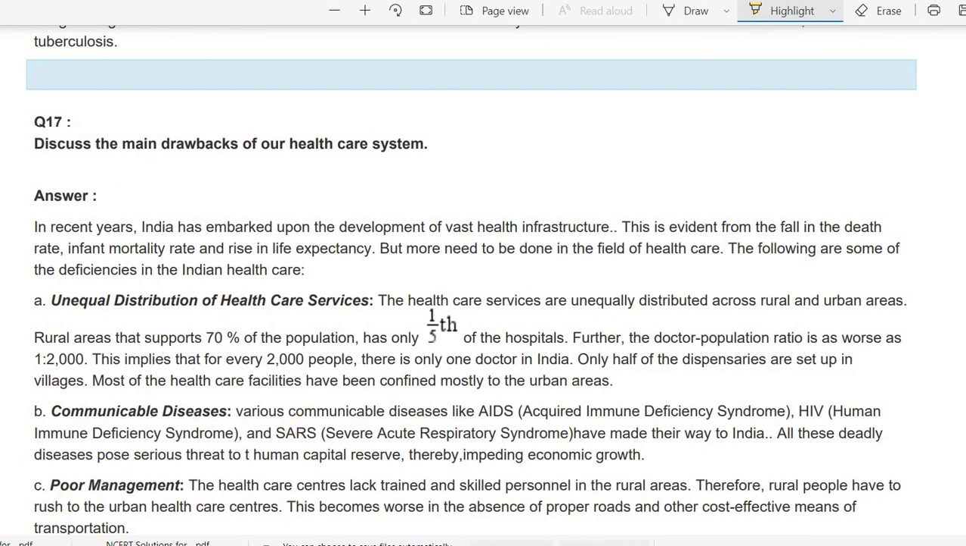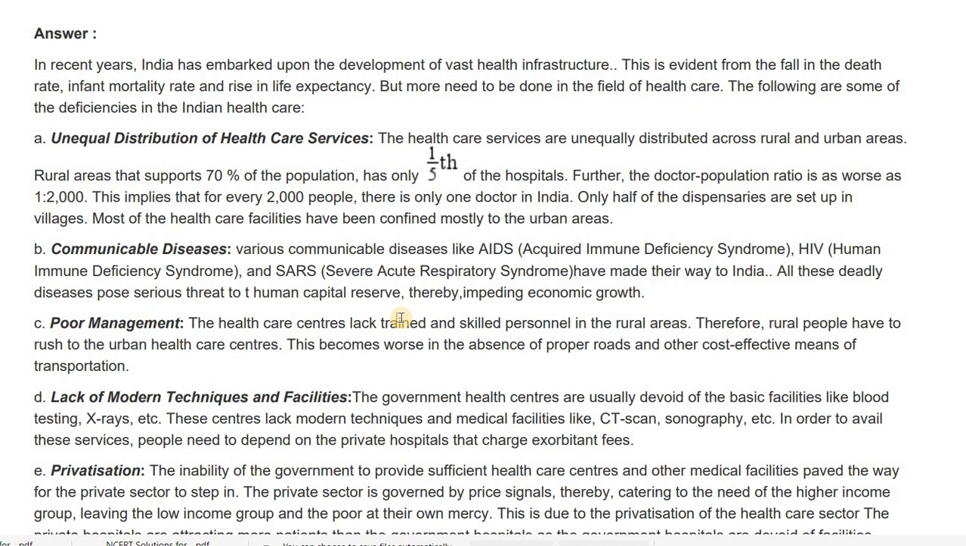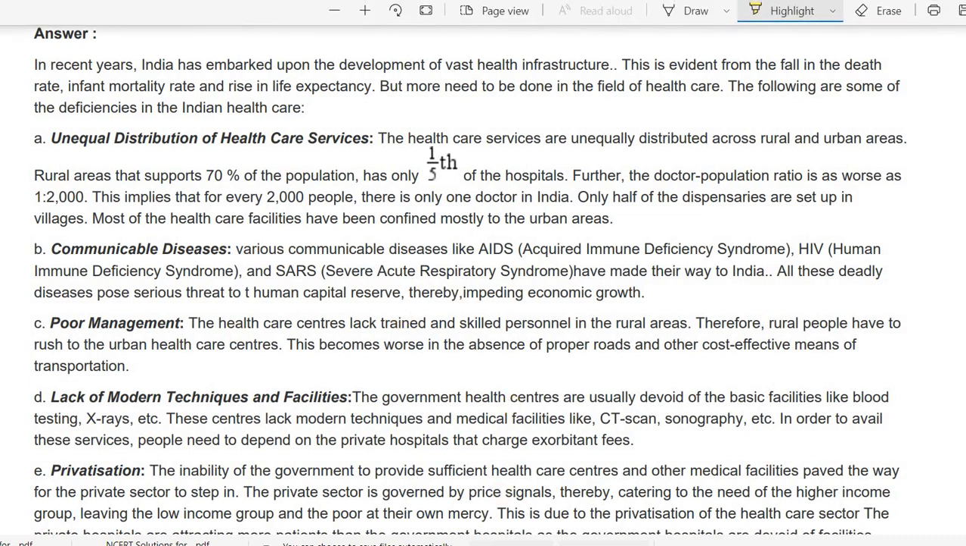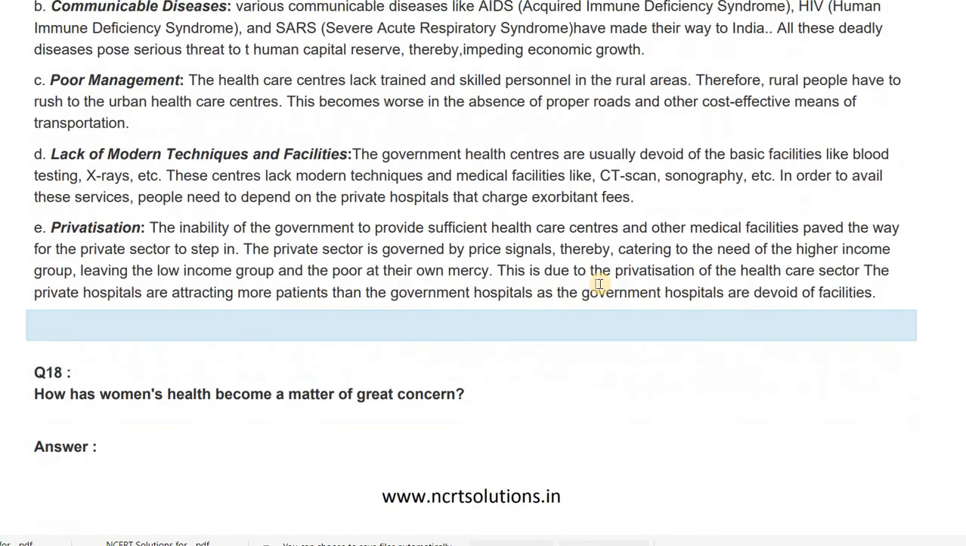Discuss the main drawbacks of the healthcare system. The main drawback is the unequal distribution of healthcare services. We know in urban and rural areas, especially in rural areas, there are very few hospitals and very few doctors. These are the main problems in rural areas. Then another problem is communicable diseases, and another is poor management. Then another is lack of modern techniques and facilities. Then next one is privatization. These are the main drawbacks of the healthcare system in India.